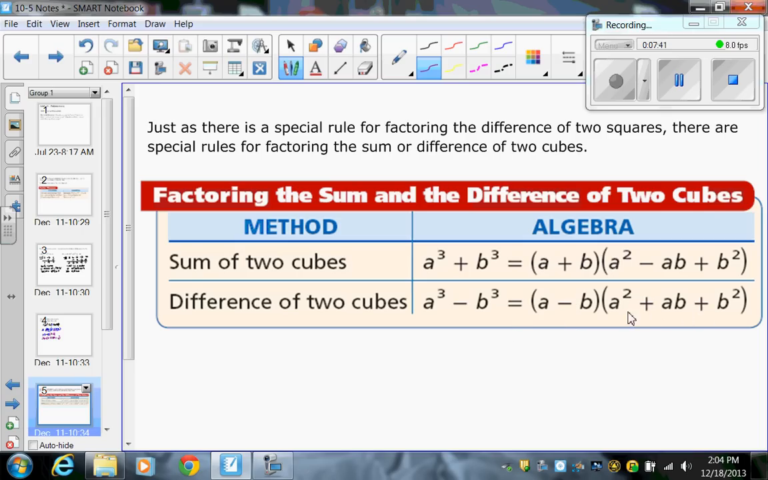Now, an easy way to remember this is that the sign in the first set of parentheses for the binomial is going to be the same sign as whatever the original problem has. In the trinomial, the first sign here is going to be the opposite of whatever the sign was. If you notice, if it was a plus, now it's a minus. If it's a minus, now it's a plus. And the last one here is going to always be positive.